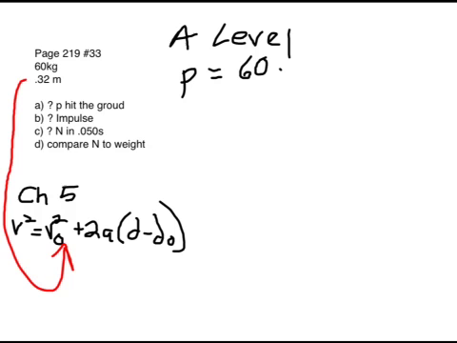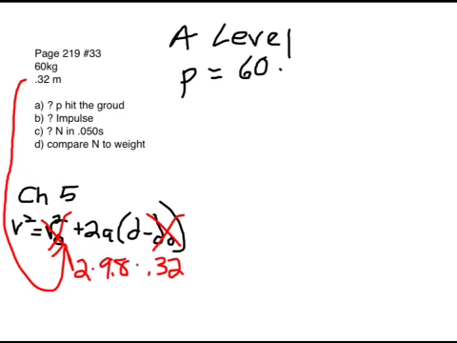This dancer is jumping up in the air and then falling 0.32 meters, so a is going to be 9.8, d is going to be 0.32. We don't have to worry about the d-naught. The 2 is in there, and the v-naught is 0, so we don't have to worry about that. So v squared will equal 2 times 9.8 times 0.32.